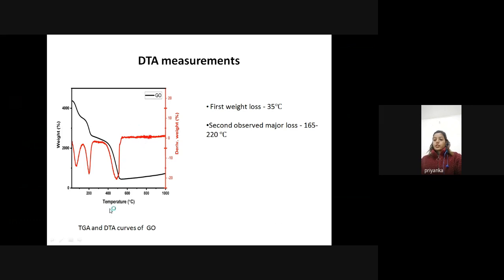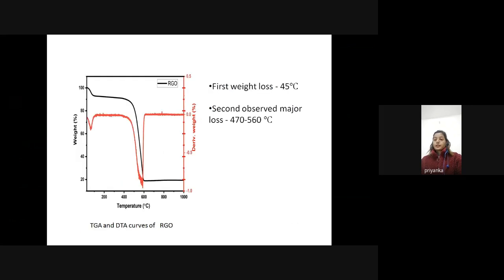From the DTA measurements of GO, we have observed first weight loss at 35 degrees centigrade, which is due to the evaporation of water molecules, and second weight loss occurs at temperature range 165 to 220 degrees centigrade. For RGO, first weight loss again occurs due to the evaporation of water molecules at 45 degrees centigrade, and second weight loss occurs in temperature range 470 to 560 degrees centigrade due to the pyrolysis of hydroxyl and epoxy groups.